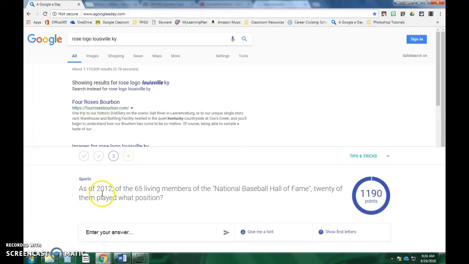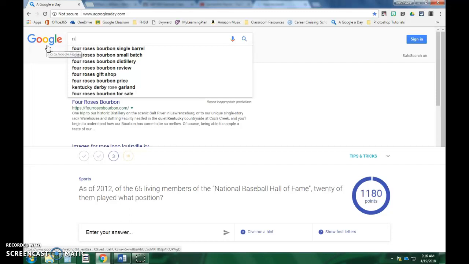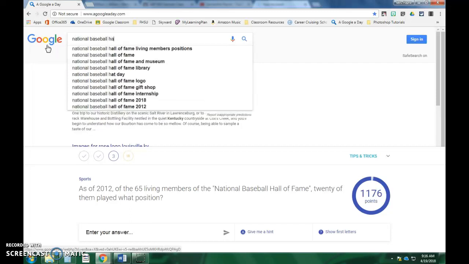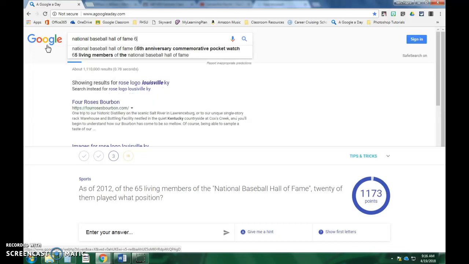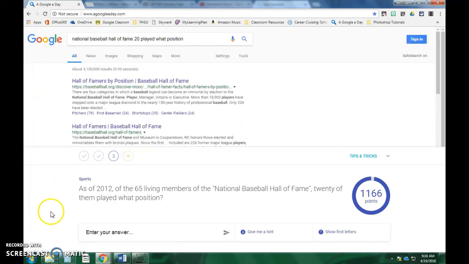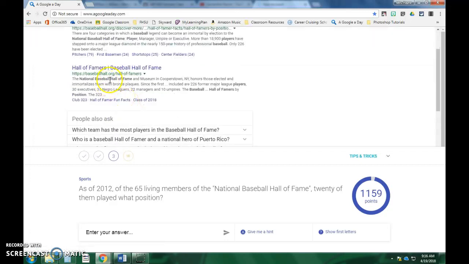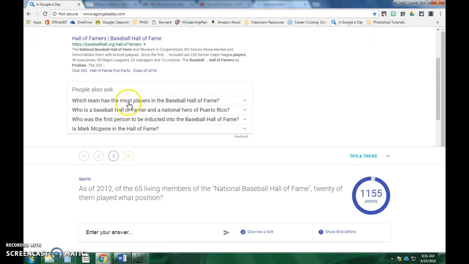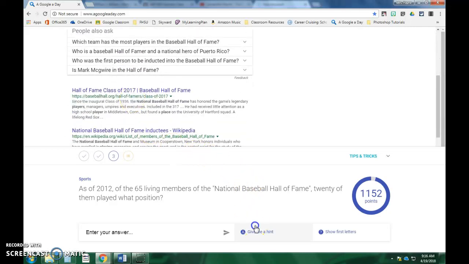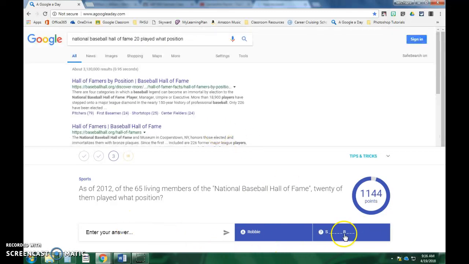As of 2012, of the 65 living members of the National Baseball Hall of Fame, 20 of them played what position? So you can see some of the common searches that may have come up. They can go and look at some of these links. I've just been looking through this. Maybe I say, give me a hint, show first letters. So I'm going to guess second base.